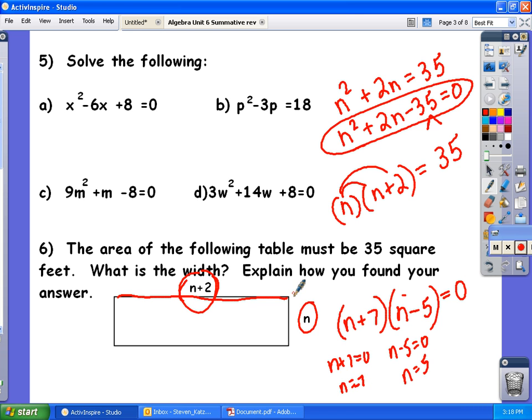Well, our length is just simply n, and our length can't be negative. So it can't be negative 7. So I'm going to go ahead and say that n is 5. And to find my width, I'm going to have to plug it back in, and I know that the width is n plus 2. So 5 plus 2 gets me my width equal to 7.